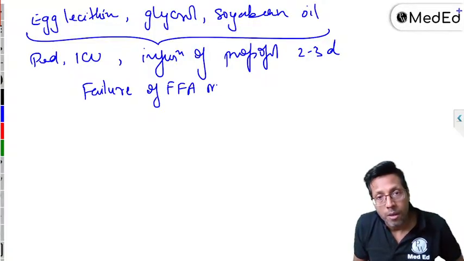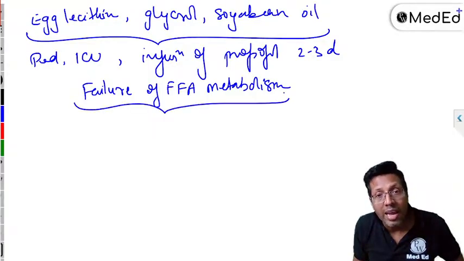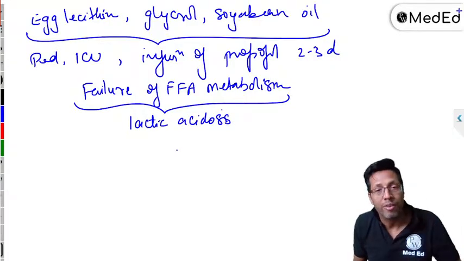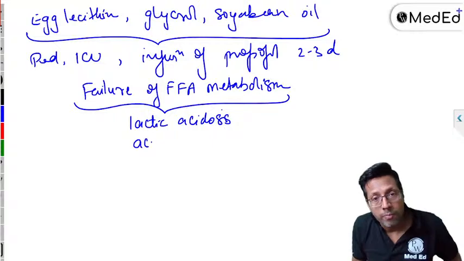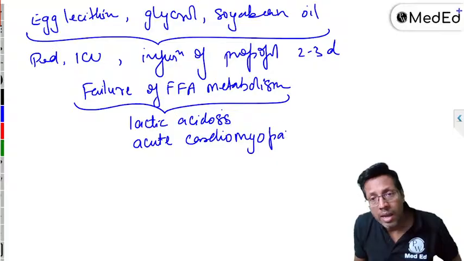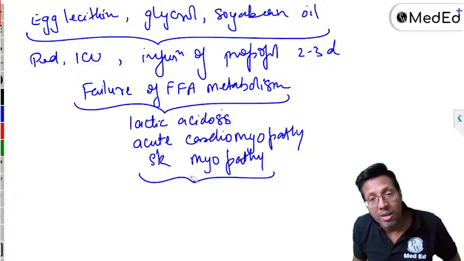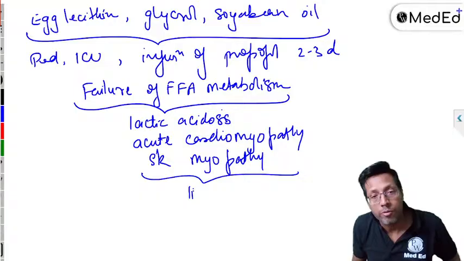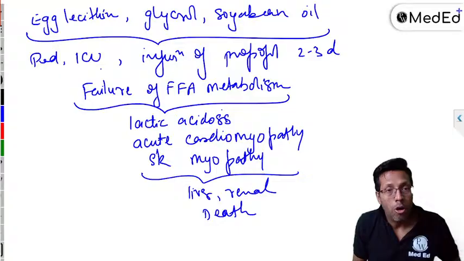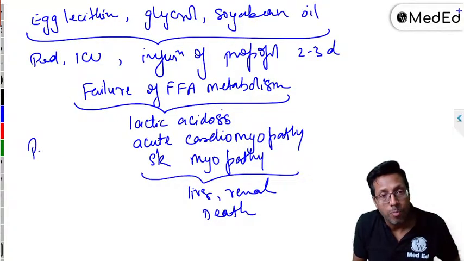Krebs cycle. Because it leads to failure of the free fatty acid metabolism, it leads to accumulation of lactate, which means it causes lactic acidosis or metabolic acidosis. Along with that, the muscles get affected, leading to acute cardiomyopathy, and it also leads to skeletal myopathy, right? Now the muscle damage has taken place. This would lead to renal failure, liver failure, and death of the patient. This is propofol infusion syndrome, normally seen in pediatric patients admitted in ICU.